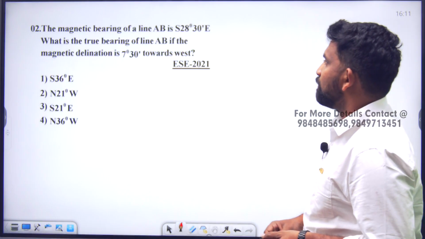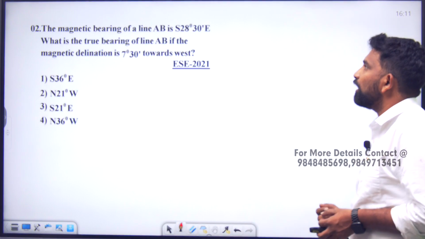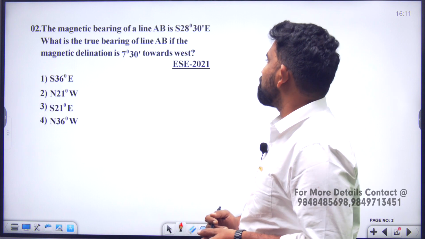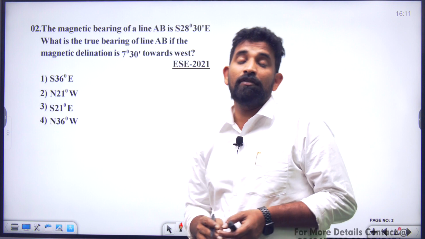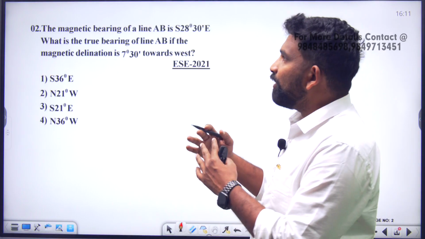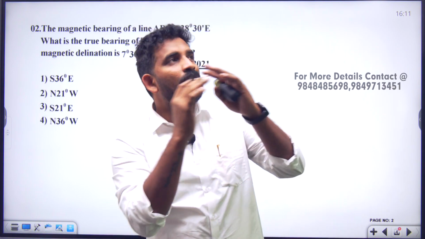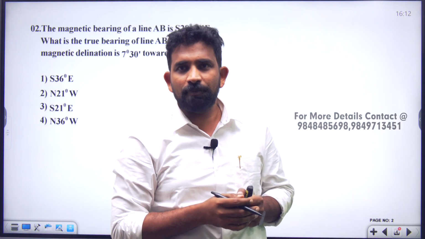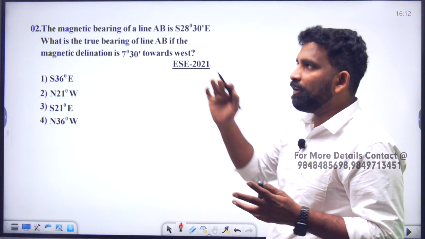The second question says the magnetic bearing of a line AB is south 28 degrees 30 minutes east. What is the true bearing of line AB if the magnetic declination is 7 degrees 30 minutes towards west? This question was given in ESC 2021. Whether the question is of ESC or GATE standard, if you are able to solve small questions, it's not a big deal for us. That's why I'm showing you the standard of questions for different kinds of exams.